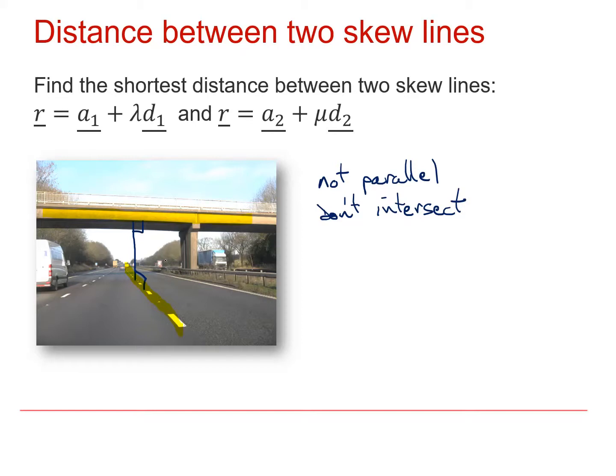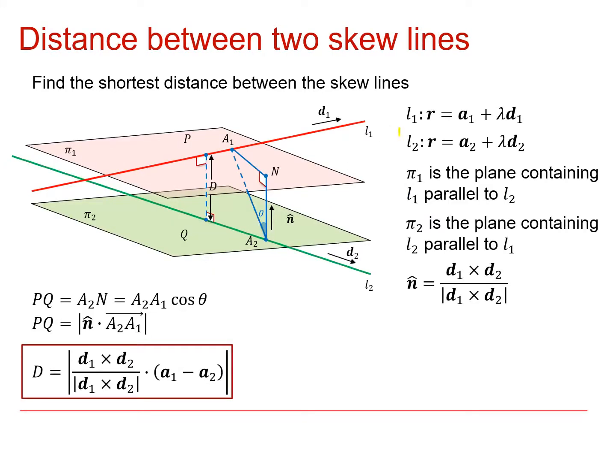Let's have a look at this in diagrammatic form. I've got here two lines, L1 in red and L2 in green, and they're clearly skew lines. The equation for L1 is here. It's got a known point A1 and a direction D1, and L2 is here with a known point A2 and a direction D2. So this point is the known point on L2 and this point is the known point on L1, and these are their direction vectors. The pink plane, pi1, contains L1 and is parallel to L2. And similarly, the green plane, pi2, contains L2 and is parallel to L1. And these two planes, therefore, have to be parallel.